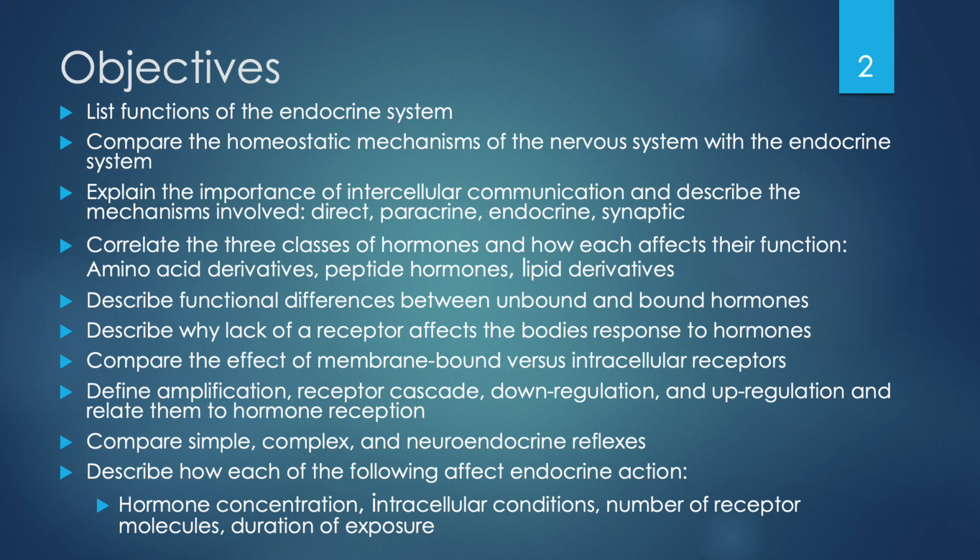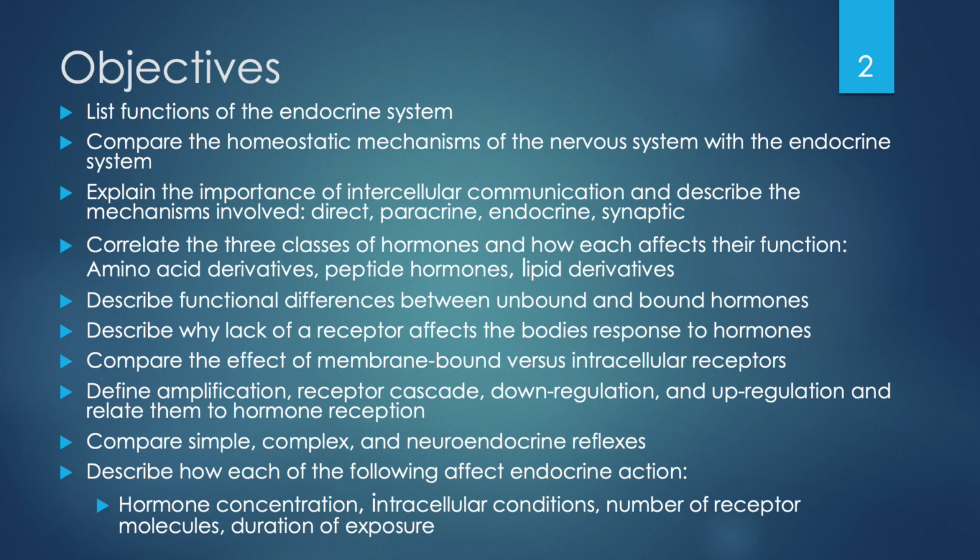To correlate the three different classes of hormones and how each affects their function. So this includes amino acid derivatives, peptide hormones, and lipid derivatives. To describe the functional differences between unbound and bound hormones. Describe why a lack of a receptor affects the body's response to hormones. Compare the effect of membrane-bound versus intracellular receptors. Define amplification, receptor cascade, downregulation, and upregulation, and then relate those to hormone reception.